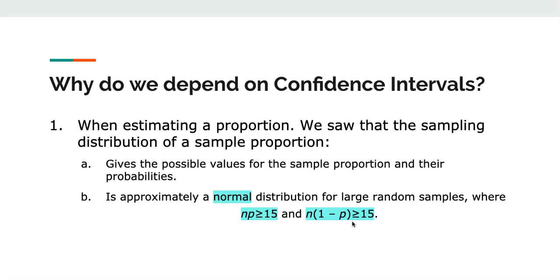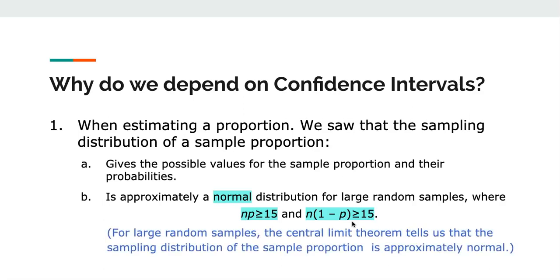For large random samples, the central limit theorem tells us that the sampling distribution of the sample proportion is approximately normal. And remember, once you identify your np and nq, and then use those to find the mean and the standard deviation, we were able to use the normal calculator on our StatCrunch to calculate some probabilities, right? So that's going to be useful.